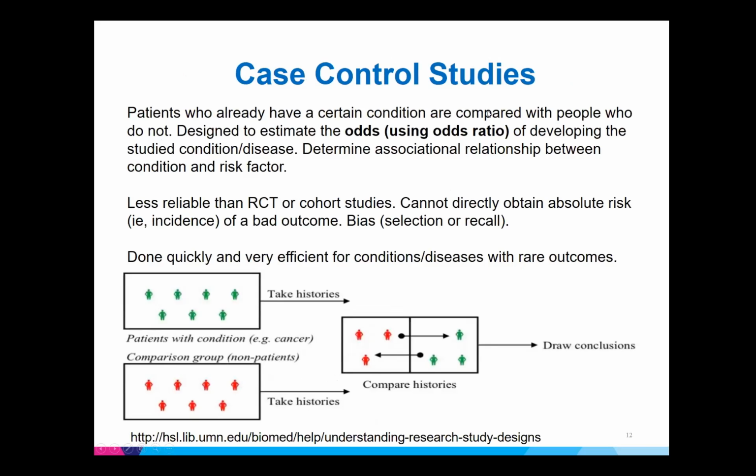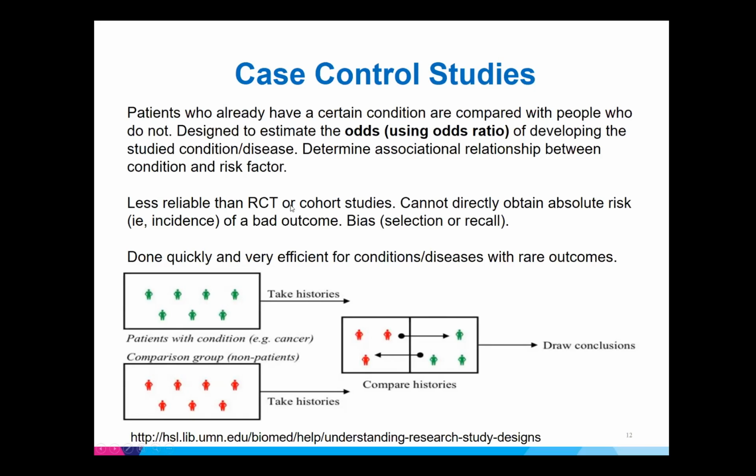A case control, the patients already have a condition, now you're comparing them with people who don't. And usually you're going to hear odds ratios, because you're using the odds ratio to estimate the odds that the patient is going to develop the study condition or disease. And you can look at the associational relationship between the condition and the risk factor.